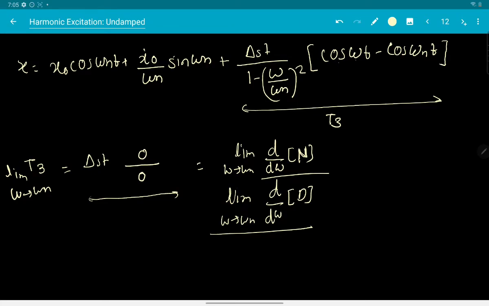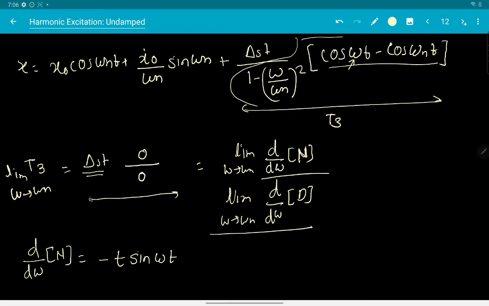So what is d by d omega of the numerator? You have to differentiate the numerator with respect to omega. You don't have to differentiate it with respect to t or omega n. If I do so, then what I'll get is minus t sine of omega t. Obviously this delta st is there, but I have not written it over here, so I'm kind of considering this one.